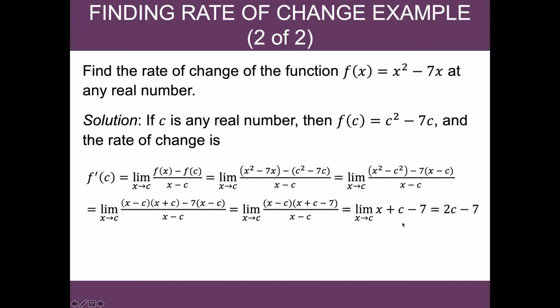And again, they don't put the parentheses around here. It's a good habit to get into. This could be read as the limit as x goes to c of x, but this whole thing needs the parentheses, so you do it. And when the x is replaced by c, you get c plus c minus 7, which is 2c minus 7. And if you notice what the derivative of this is, you get 2x minus 7. We'll be talking about that later. Those of you with some experience, you see that. That's what we're talking about there.